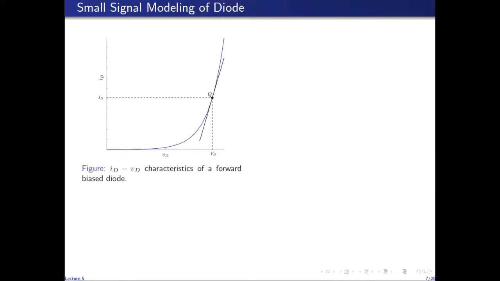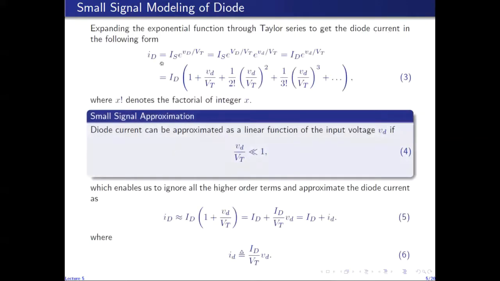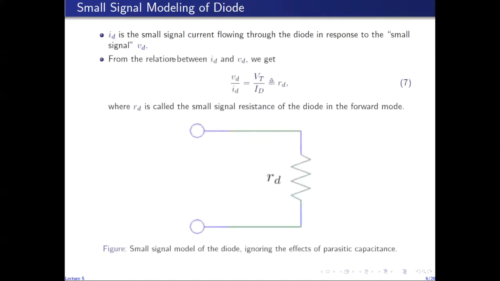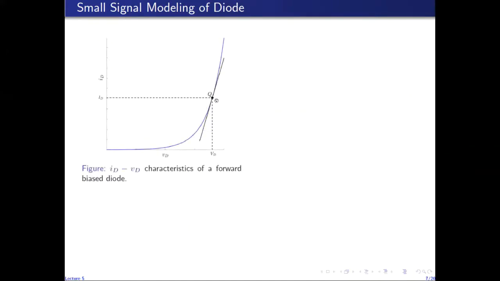Here I give a graphical interpretation of what actually happens when we impose the small signal approximation. I've plotted the ID-VD characteristics of the diode, which is just a plot of this equation, and hence is exponential. Q here denotes the Q point or the bias point. This vertical line represents the DC biasing voltage of the diode, and this horizontal line represents the corresponding DC current through the diode. So this point marks the DC point on the curve, the bias point.